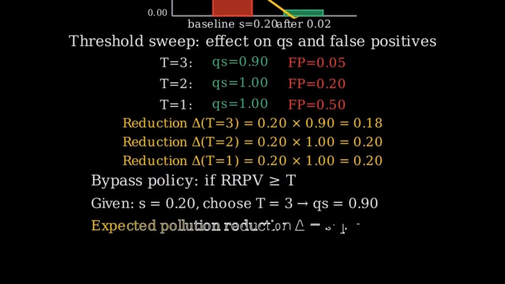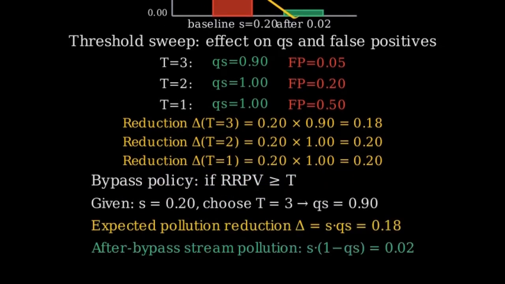To summarize, bypass if the predicted value is above or equal to threshold T. With T equals 3 and 20% stream traffic, expected pollution reduction is S times QS, which is 0.18. Graphically, we saw the bar chart drop from 0.2 to 0.02. Tighter thresholds reduce false positives at the cost of slightly less reduction. Looser thresholds reduce more pollution but can hurt hit rate. Choose T to balance these effects for your workload.